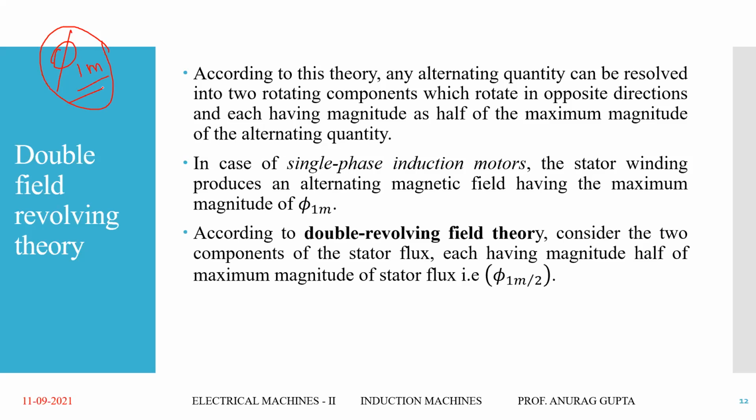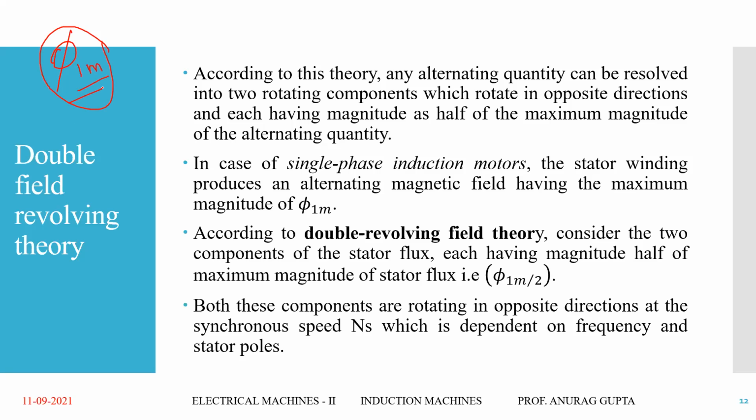Now we can divide this flux into two parts. According to the double revolving field theory, consider the two components of the stator flux, each having magnitude half of the maximum magnitude, that is phi 1m divided by 2. Both these components are rotating in opposite directions. Let me give them names: I'm dividing this into two parts. One component, phi 1m by 2, is called phi f, the forward flux, and the second component, phi 1m by 2, we can call the reverse flux, phi r.